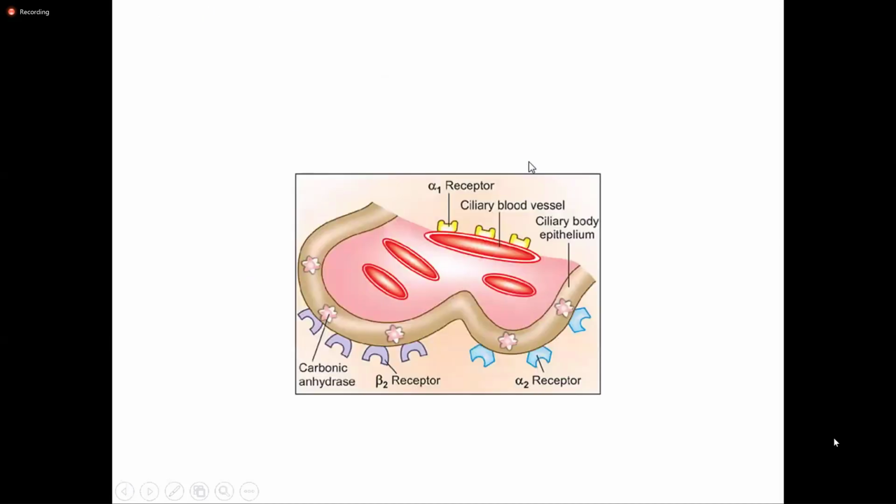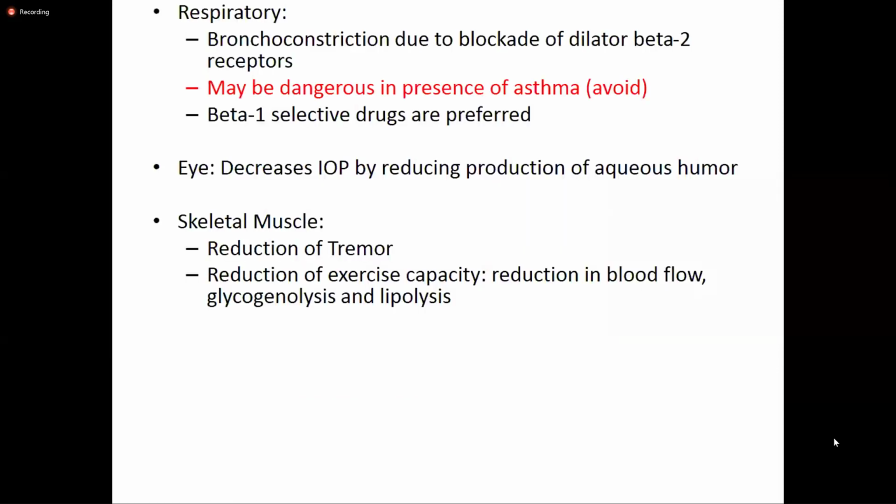This aqueous humor is produced by the ciliary epithelium, and the ciliary epithelium has beta 2 receptors. Stimulation of beta 2 receptors in the ciliary epithelium is responsible for production of more aqueous humor, which can increase the intraocular pressure. So you are giving beta blockers, blocking the beta 2 receptors in the ciliary body epithelium. That means you are decreasing the formation of the aqueous humor, so that the increased IOP in glaucoma can be decreased with the use of beta blockers.